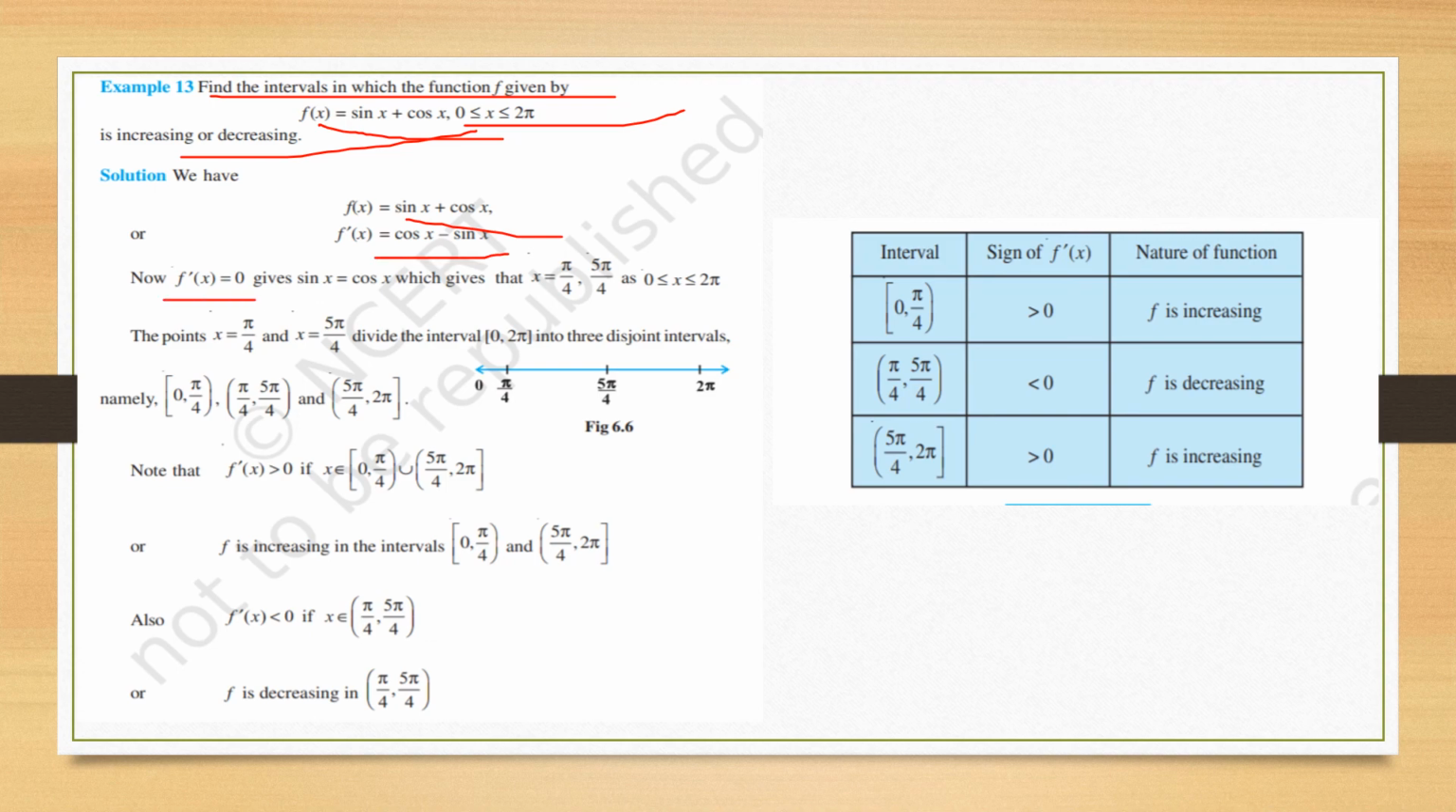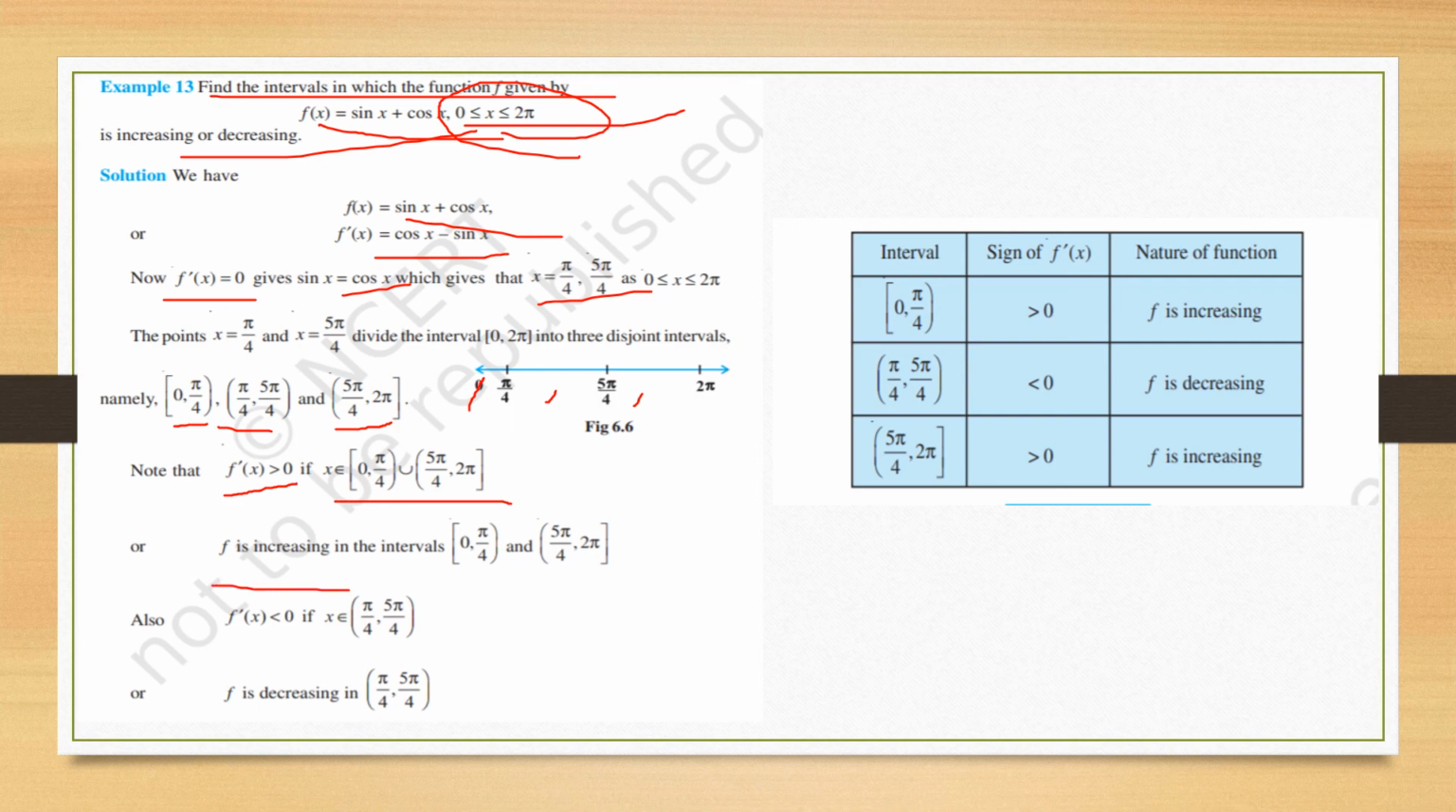So when I go for the critical points, I put f dash x equal to 0 and I'll get tan x as 1. So I have to check all the critical points lying between 0 and 2 pi. They will be pi by 4 and 5 pi by 4. So the 3 intervals will be 0 to pi by 4, pi by 4 to 5 pi by 4, and 5 pi by 4 to 2 pi. Then I have to check the derivative, and I will find that the derivative is positive during this interval.